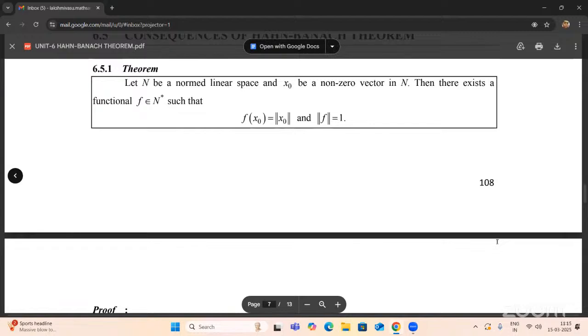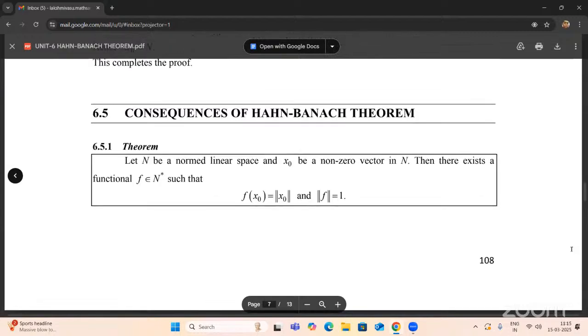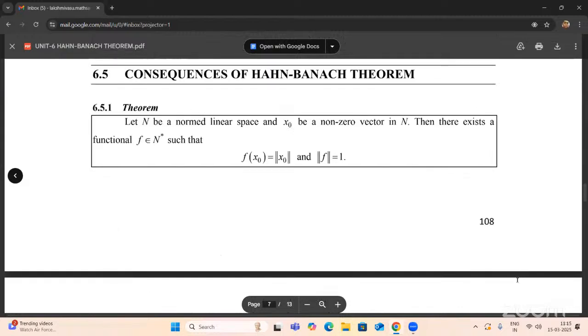Okay, students. Now see this theorem. This theorem must follow the above Hahn-Banach theorem's concept. This is one of the questions in the exam. Suppose in the examination it is given: state and prove the Hahn-Banach theorem and write the applications, or state the Hahn-Banach theorem and write the consequences or applications of the Hahn-Banach theorem. Here only the statement is enough, but the proof is also necessary.